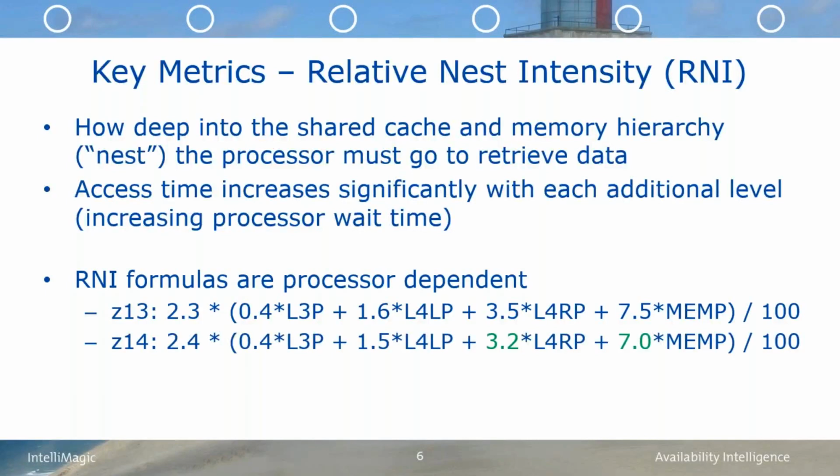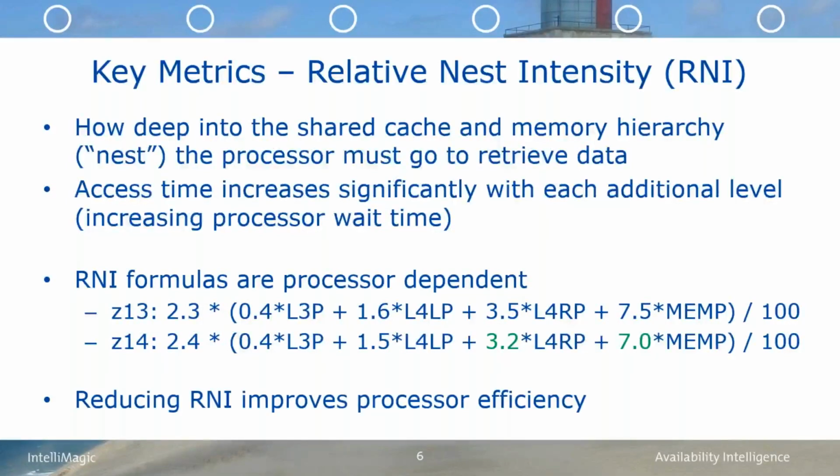Now here's the RNI formula for the z14. It's similar to the z13, but note the significantly lower penalties for remote cache and memory accesses highlighted in green, which we'll discuss in more detail a bit later. So IBM defines a threshold value for RNI of 1.0, above which a workload is considered to place a high demand on cache and thus may not achieve the rated capacity of a processor. But no matter what your RNI currently is, reducing it means less unproductive waiting cycles and more processor efficiency.